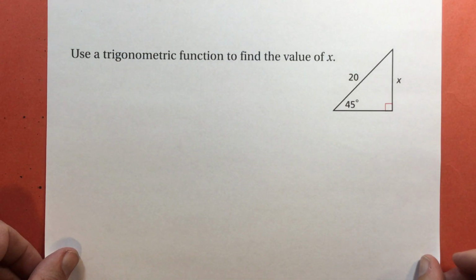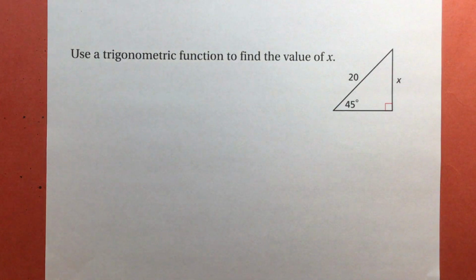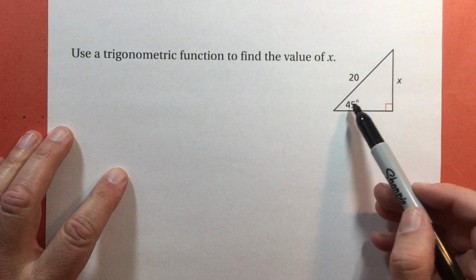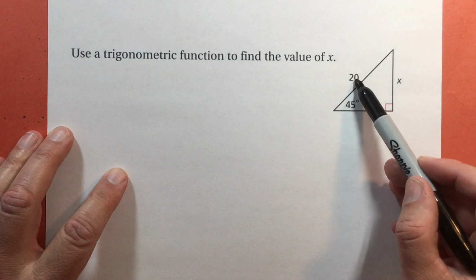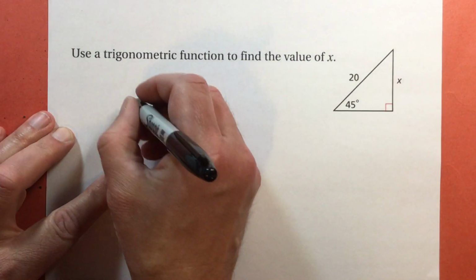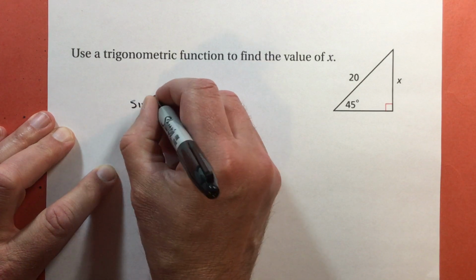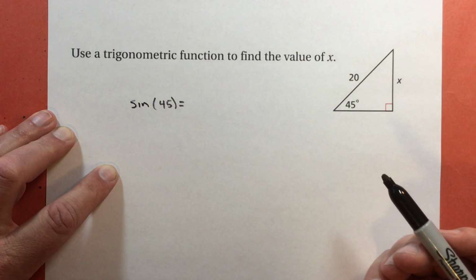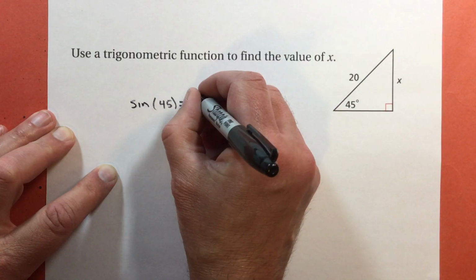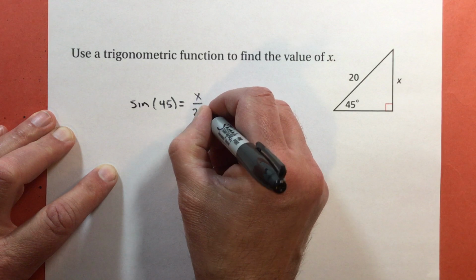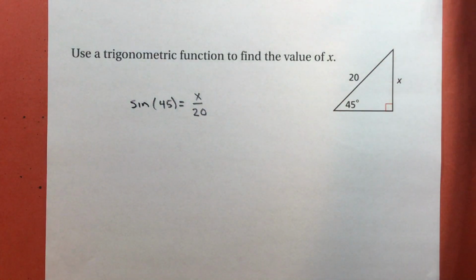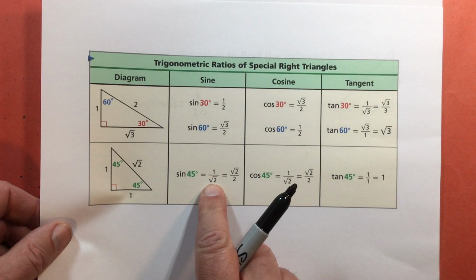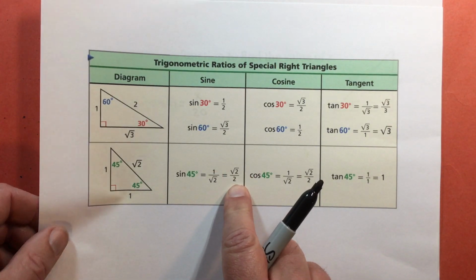Let's do a similar problem with a 45, 45, 90. Which trig function am I going to use? Well, again, I'm using opposite over hypotenuse. So now I'm going to use the sine of 45. And in this triangle, that's x over 20. So let me check out sine 45. Sine of 45 is 1 over square root of 2, but we don't write it that way. We write square root of 2 over 2.